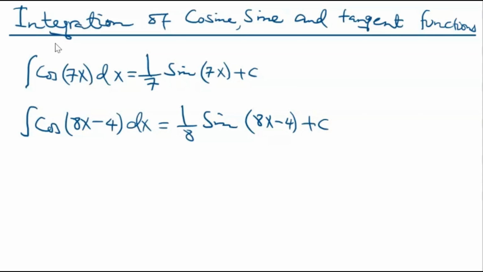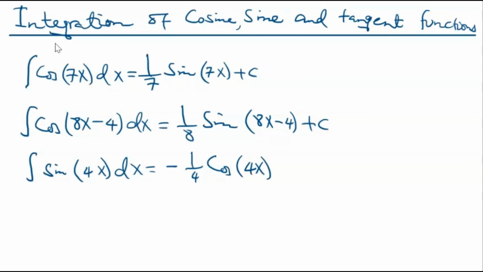So let's have a look at a sine example. Again, the coefficient of the x becomes a fraction, but the sine becomes a negative cosine, so negative 1 over 4, and the sine becomes cosine, and we write everything else plus c.